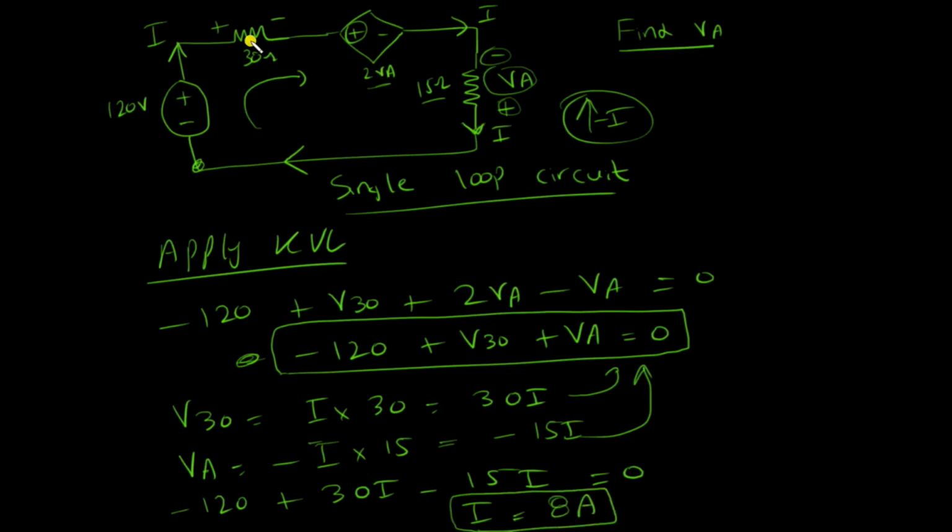Because I know the current in the single loop circuit, I now know all the values in it. For example, as I need to find VA, with the current being 8 amps here, I can apply Ohm's law, but I have to use the current entering the positive side, which is below. So I'll write minus 8 times 15, which comes out to be 120 volts. So this is what VA is. This is the trick behind the single loop circuit: write the whole KVL equation, then substitute the current in it, and you get an equation with just one unknown that you can solve.